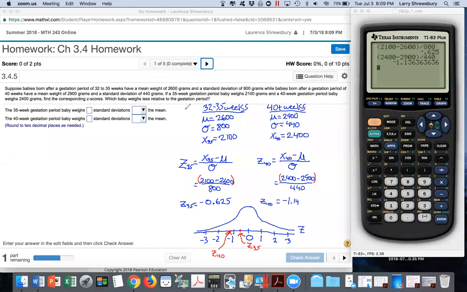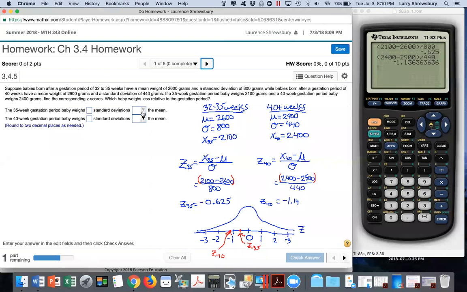Okay, so now we can answer these. So let me turn this off. Now, watch out for this because this could be a little tricky. The 35-week gestation period baby weighs how many? Now, don't put the negative sign in there because they're having you interpret that.